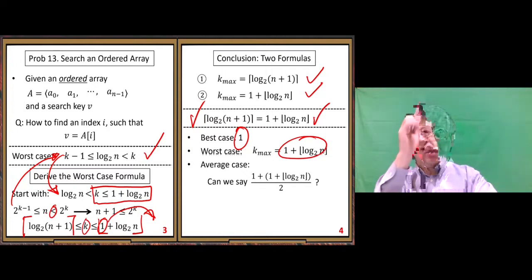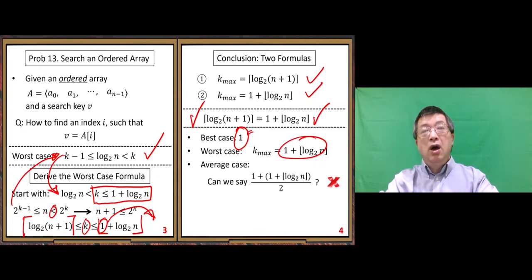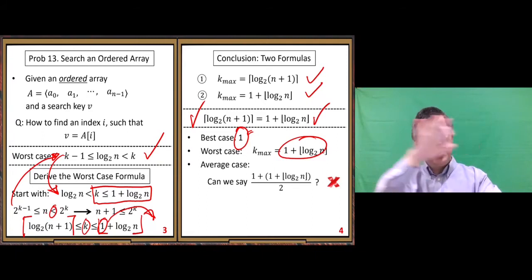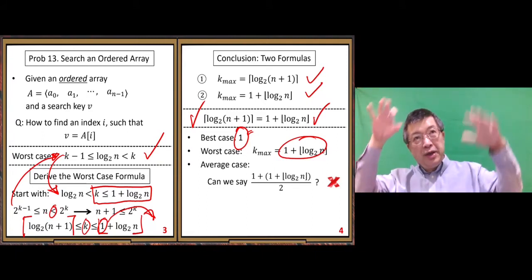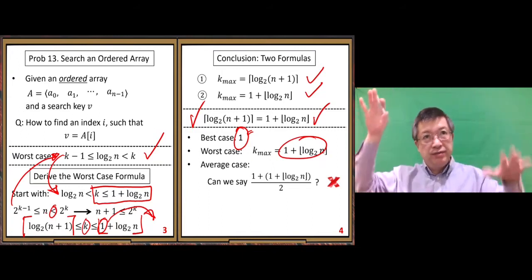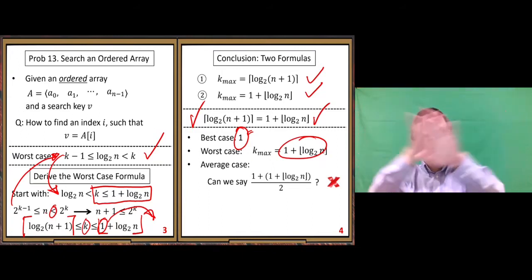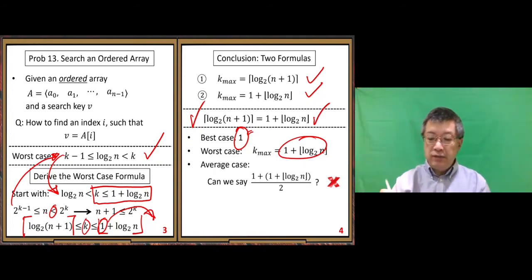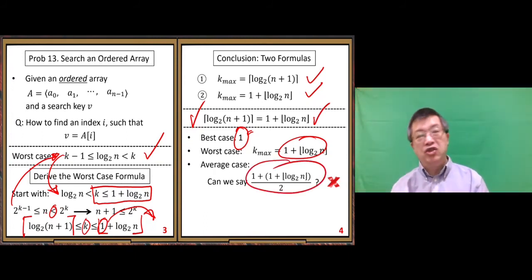Can we? Only the median gives you the best case. All the remaining cases, you cannot get the best case. So in these cases you get quite different numbers of comparisons. The distribution is not even, so you cannot do a simple average like this. So it is wrong. Okay. All right.